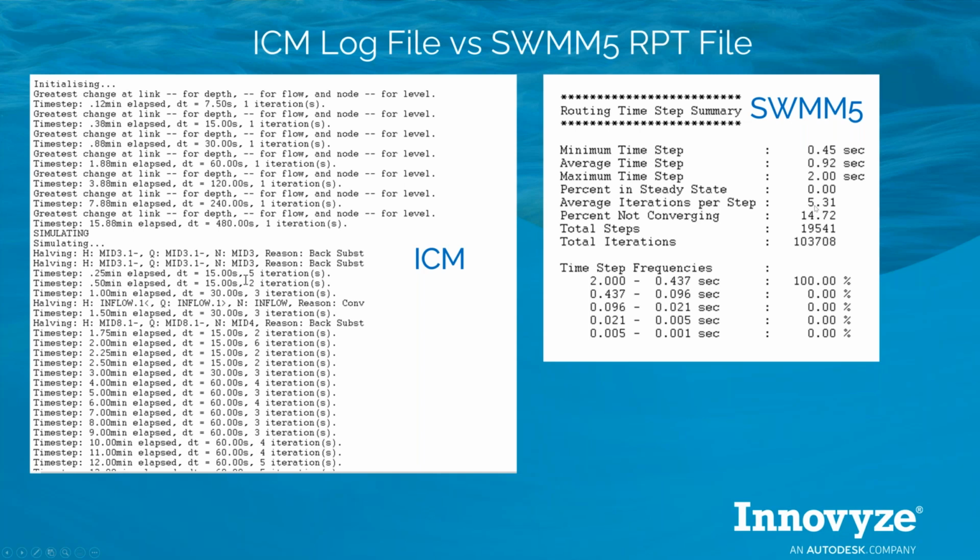Average iterations, if this is too high, then you would basically change the time step or change the convergence tolerance. And you have the total number of time steps, and this gives you an idea of what the timing is going on in that.